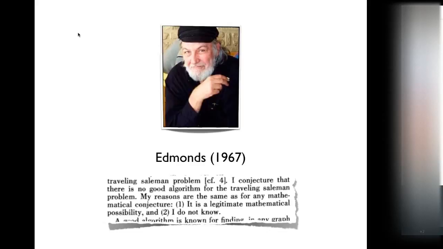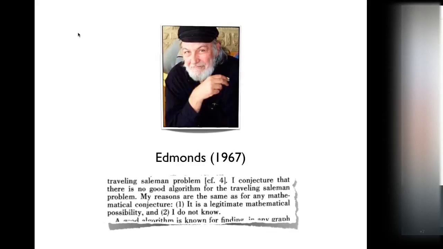He said, I conjecture that there is no good algorithm for the traveling salesman problem. Remember, this is before NP-completeness or anything, right? I conjecture there is no good algorithm for the traveling salesman problem. My reasons are the same as for any mathematical conjecture: 1, it is a legitimate mathematical possibility, and 2, I do not.